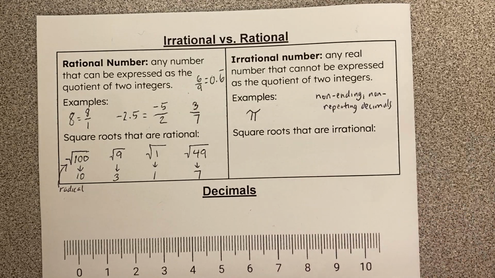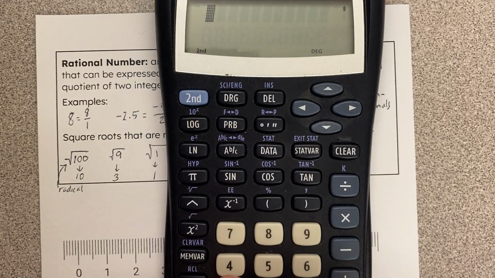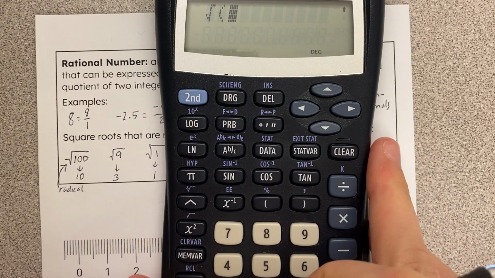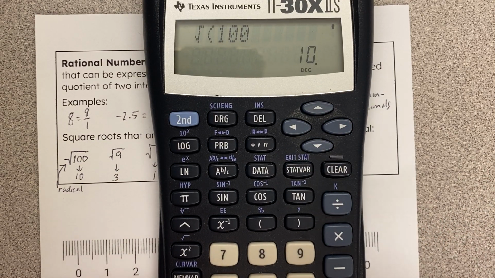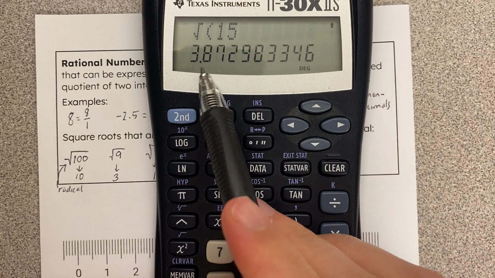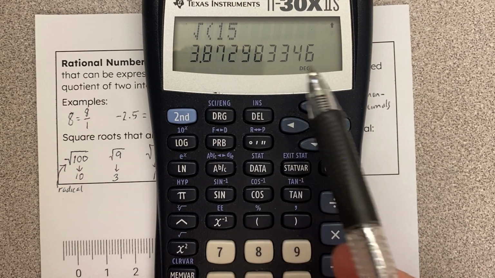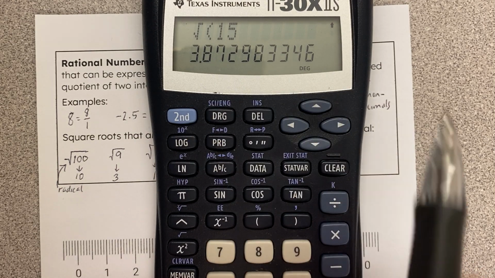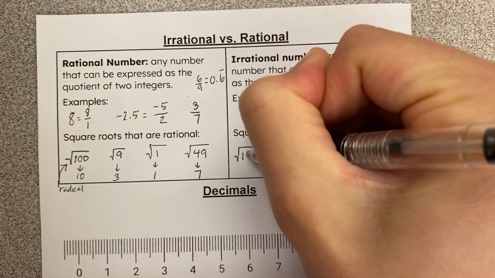Now, here's the thing. If I do the square root, watch, I'm going to use the square root sign right here. I did second and this. You don't need to know this yet. Look, if I do the square root of 100, that just equals 10. Now, if I do the square root of, let's say, 15, that equals an irrational number. This decimal goes on forever. It doesn't repeat. It doesn't have a pattern, and it also doesn't end. So this is an irrational number.